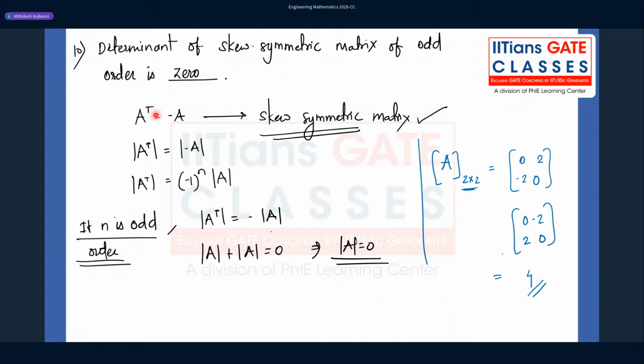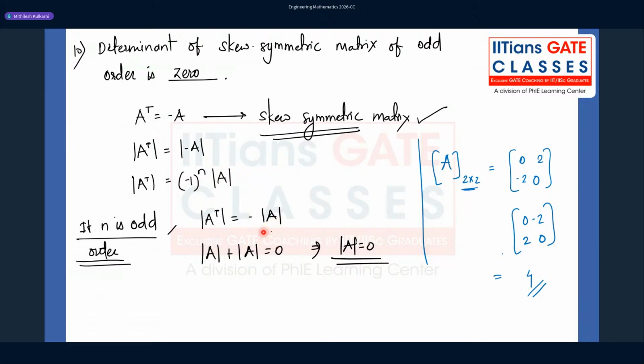What is a skew symmetric matrix? A transpose is equal to minus A. Take the determinant on both sides. Determinant of A transpose equals determinant of minus A. Determinant of K times A is K raised to the power n times determinant of A, right? So K here is minus 1. So minus 1 raised to the power n into determinant of A. If n is odd, then this will remain as a minus 1. So determinant of A transpose is minus determinant of A.